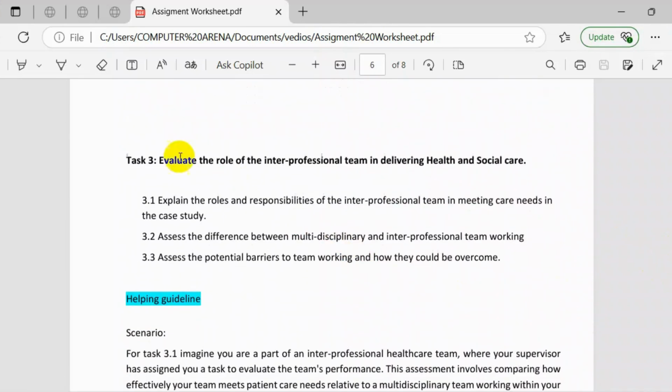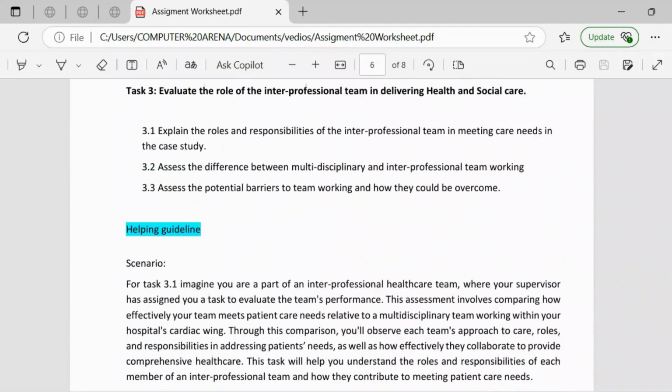Now there comes the assessment criteria 3.1, where you have to explain the roles and responsibilities of an interprofessional team. So how can you explain this criteria? First of all, you have to explain their roles and responsibilities, considering how they are working in compliance with the patient's needs and preferences, how effectively they are collaborating with each other, and what care approaches they are using to provide comprehensive care services to their users.